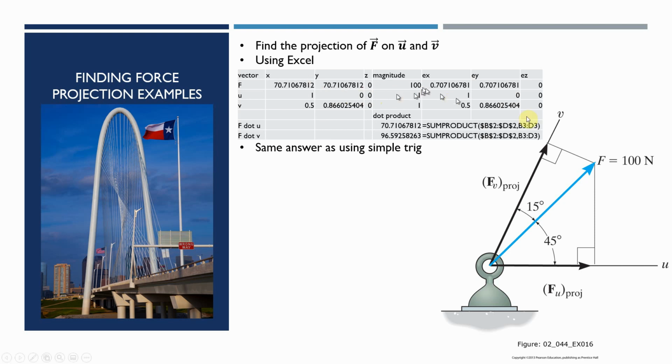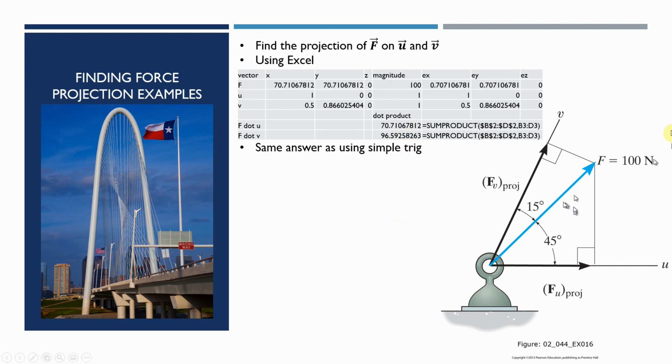And there is a small error here. This would be the sum product of F times B4 colon D4. Obviously, we're not getting the same answer that we got before. So this is magnitude of F times the cosine of 45 right here, and this is magnitude of F times the cosine of 15. You get the same answer using trig.